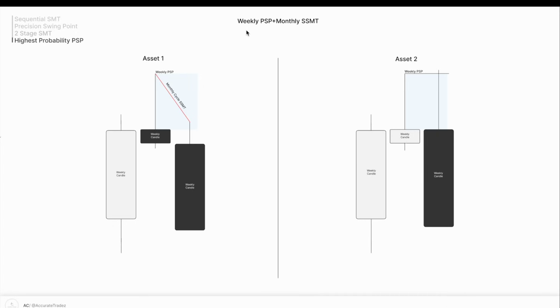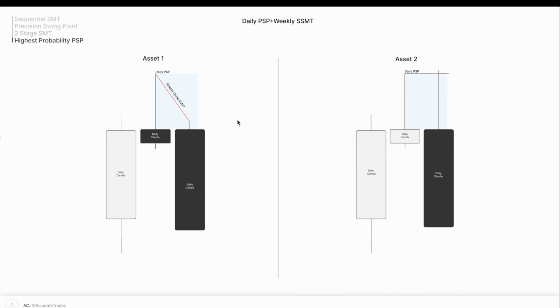Why is the weekly PSP important? Well, what do we know? 2 consecutive weeks. That's a monthly cycle sequential SMT. So when this SMT forms, this is a 2-stage, but it is also in line with quarterly theory. So it will form a sequential SMT. It's not any SMT. So that is why I use the weekly PSP.